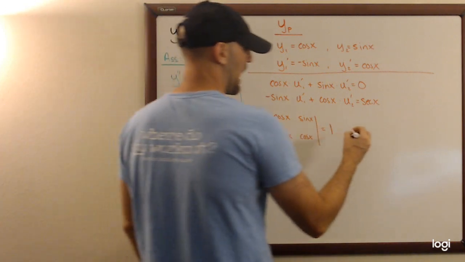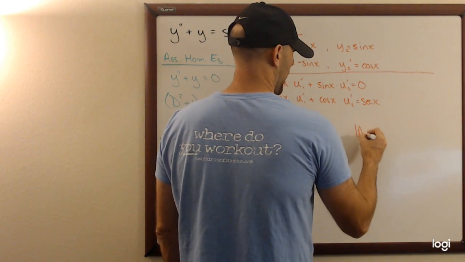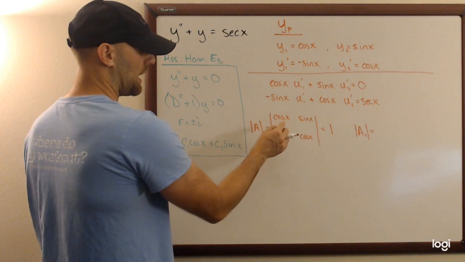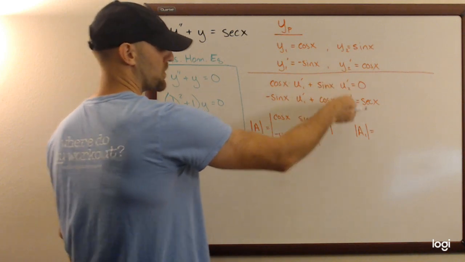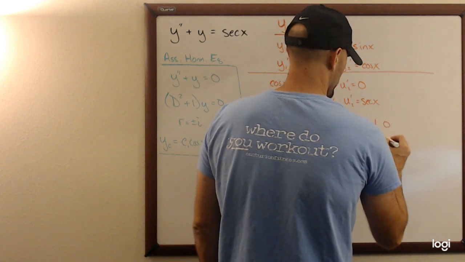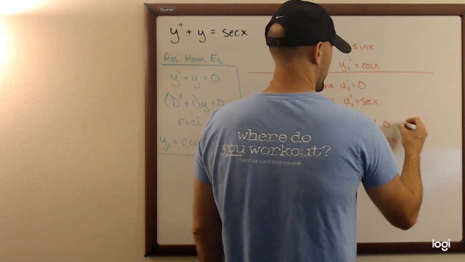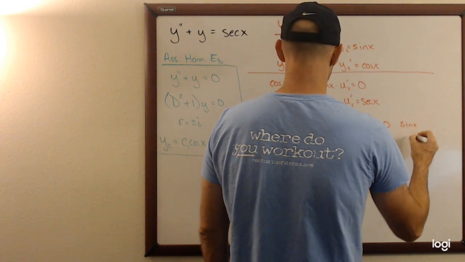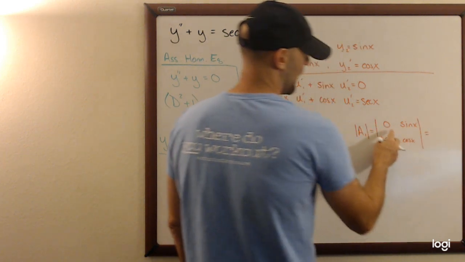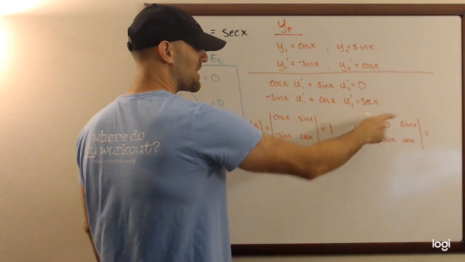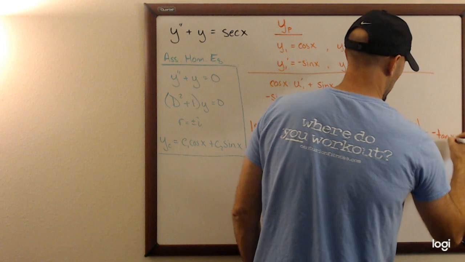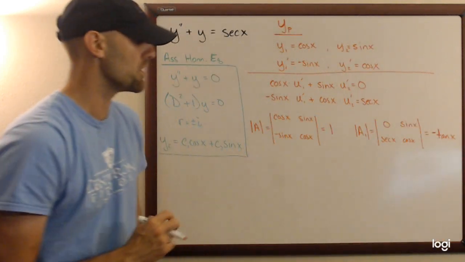Let's talk about A1. Okay, so remember, A1, it's A, but you replace column 1 with the solution column. So A1 is, column 1 is 0 and secant x. Column 2 doesn't change, so it's sine x over cosine x. Okay? Determinant here, 0 times cosine is 0, minus secant times sine, that's negative tangent x. Sine times secant is tangent x.